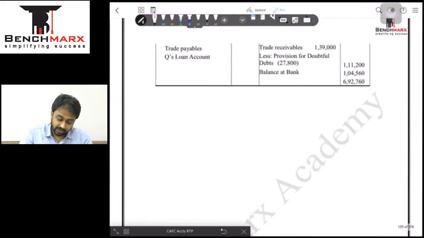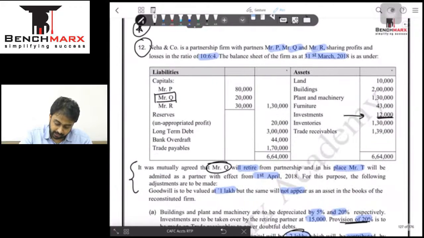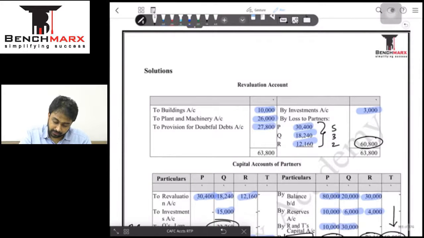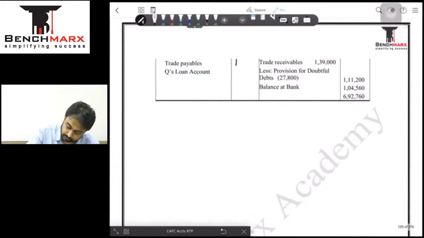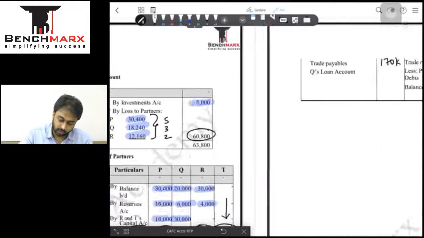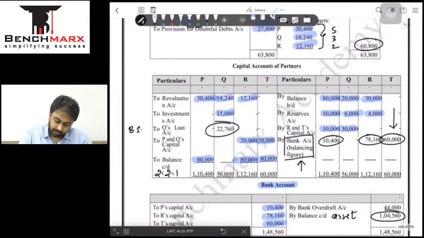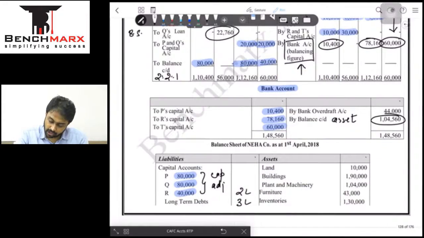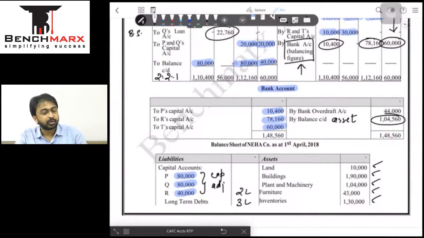ठीक है. Then we have got trade payables. Trade payables में कुछ adjustment तो था नहीं, तो trade payables was 1,70,000 and there is no adjustment in trade payables. So 1,70,000. And Q's loan will be a normal liability, 22,760. Then asset side, all these numbers are the revalued figures as usual. Revaluation क्या है, ये सारी चीज़ों का जो revalue नहीं हुआ है, those will continue to come at the same figures. ठीक है.